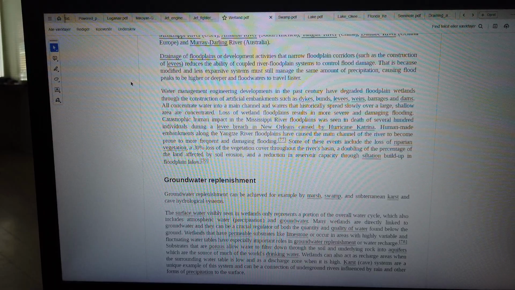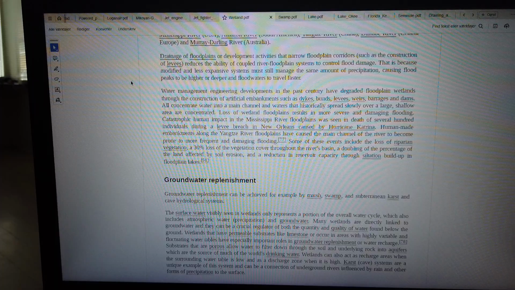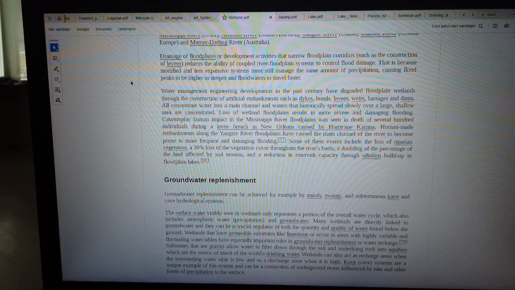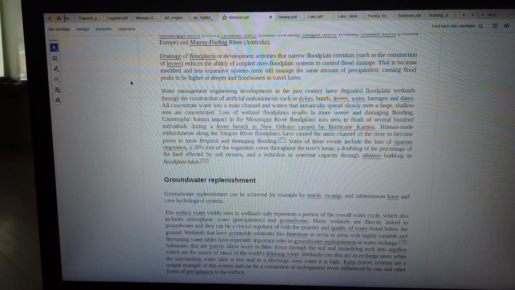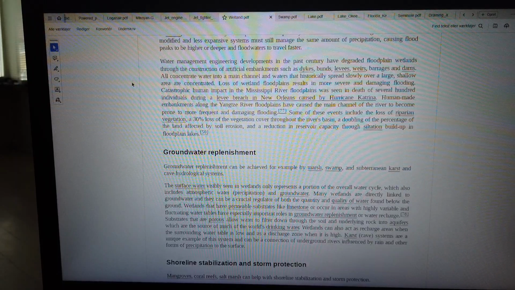Water management engineering developments in the past century have degraded floodplain wetlands through the construction of artificial embankments such as dikes, bunds, levees, weirs, barrages and dams. All concentrate water into a main channel, and waters that historically spread slowly over a large, shallow area are concentrated. Loss of wetland floodplains results in more severe and damaging flooding.